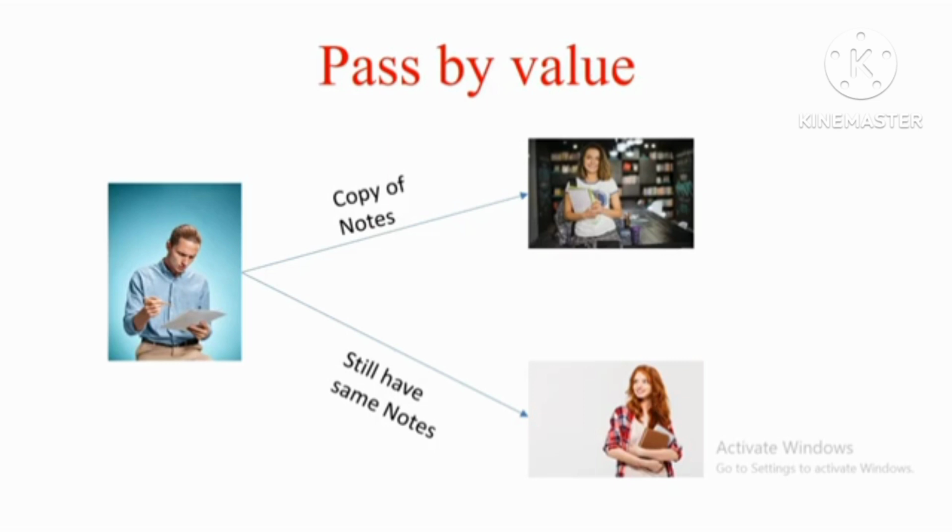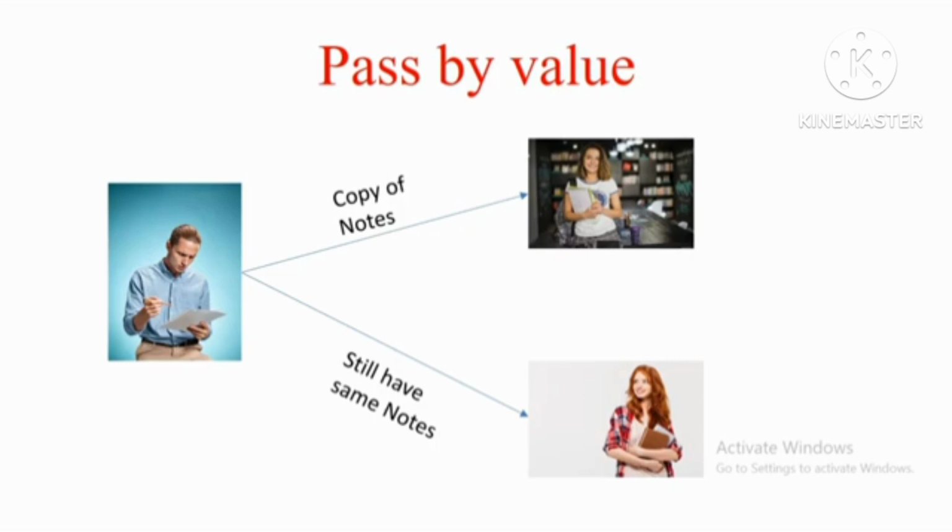So this is pass by value: you just copy something while passing the variable into a method, and even if the method changes something, the original caller of that function will not have a changed value. So this was all about pass by value and pass by reference.